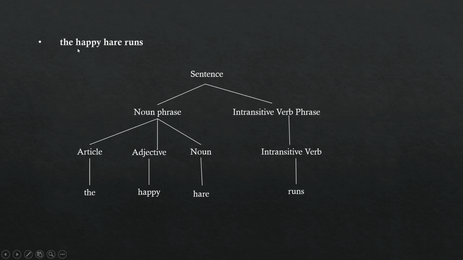So for the first sentence, "the happy hare runs", as we know that the start symbol is the sentence, which can be branched into two phrases, noun phrase and intransitive verb phrase. Noun phrase can further be classified into article, adjective, noun, and intransitive verb phrase into intransitive verb. And then finally we can write their appropriate terminals, which is "the happy hare runs". In this way we have made the derivation tree for the sentence "the happy hare runs".